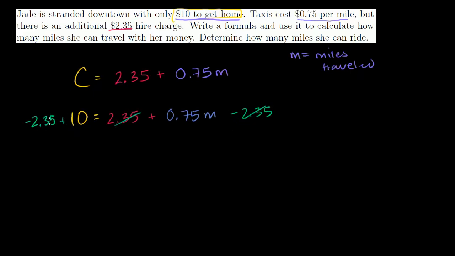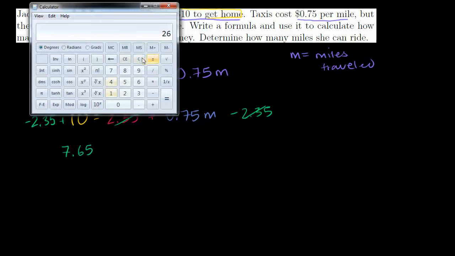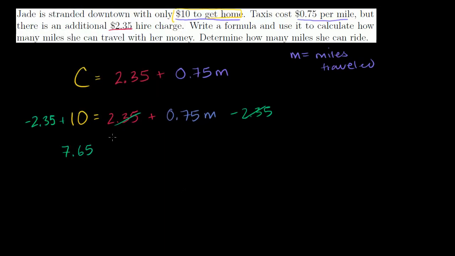Now, what is 10 minus 2.35? 10 minus 2 is 8. 10 minus 2.3 is 7.7. So it's going to be 7.65. If you want to believe me, let's do it. 10 minus 2.35, 7.65. And that is going to be equal to 0.75 m. Let me write that in that same color. It's nice to see where different things came from. 0.75 m. I have like 5 shades of this purple here. So this is that, that is that, and then these two guys canceled out.